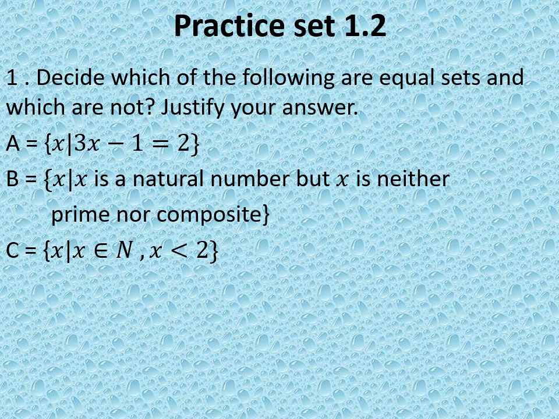Now here three sets are given: set A, set B, set C. This standing line means such that. 3x minus 1 equals 2, x such that x is a natural number, but x is neither prime nor composite, and x belongs to the natural numbers, it should be less than 2.